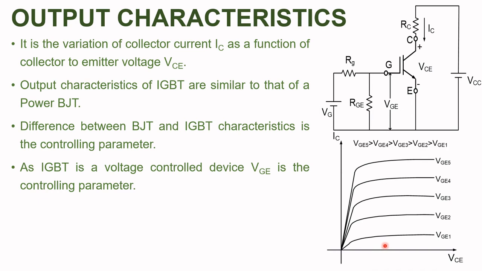During the cutoff region, if gate to emitter voltage is lower than that of the gate threshold voltage, then the collector current will be equal to 0, no matter how much collector to emitter voltage we are applying.